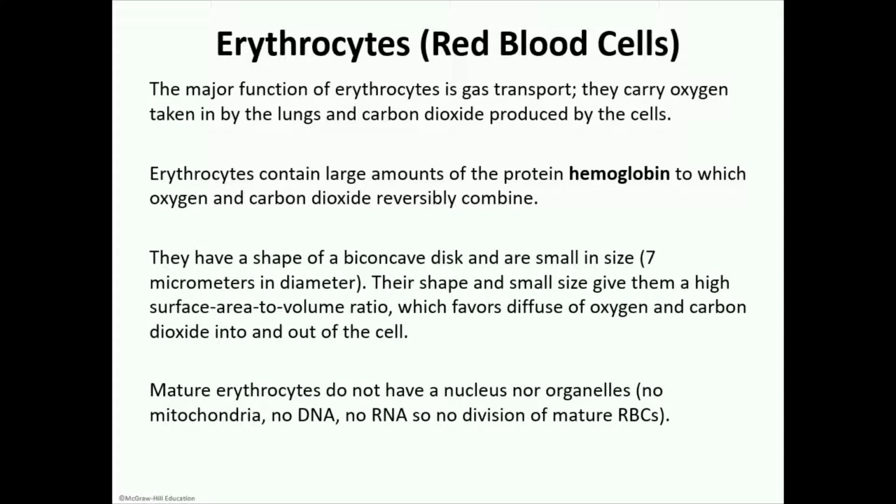The cell does not have a nucleus. It does not have any of the organelles. So it lacks mitochondria, DNA, and RNA, and that is why these red blood cells have a very short lifespan, and they cannot divide to make more RBCs. The lifespan of an RBC is about 120 days, which is basically about 4 months. These RBCs are going to die off, and we'll see what happens to them in the next couple of slides. But because it lacks all of these organelles, that gives it the ability to squeeze itself into these very tiny capillaries in order to perform its function.